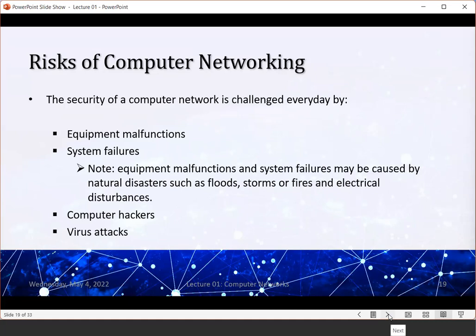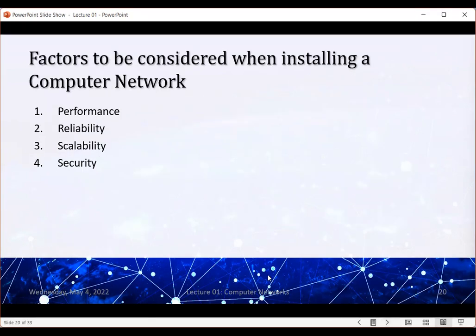Up to this point, we learned what data communication is, what the basic terms in data communication are, and computer networks, benefits and risks in the computer network. So the next point is very important. Now let's say you are going to implement a network solution for a company, for an organization, for any place. When you implement the solution, these factors should be considered.